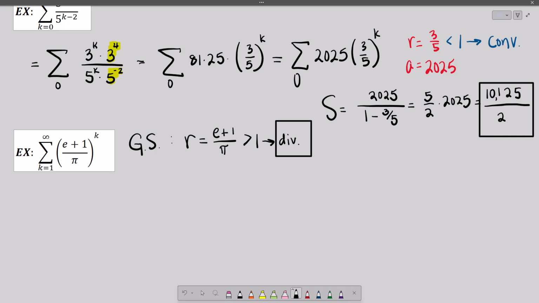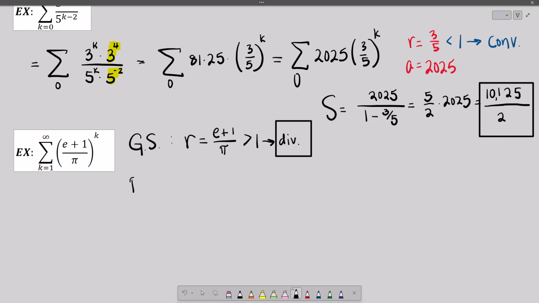What would a be in this case? 1. So a would be found by plugging in k equals 1. And so what would you get? E plus 1. Yeah, the same thing, right? So the a is going to be identical to the r. And you could technically calculate s, but it's not going to be meaningful.